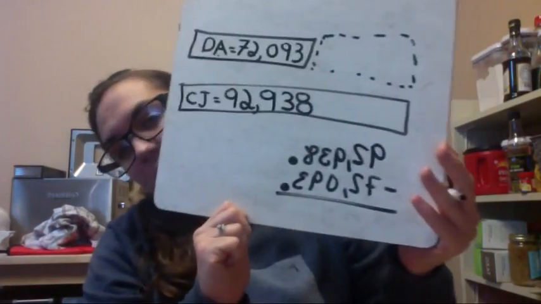So 92,938 minus 72,093. Most important thing to remember when adding and subtracting is to line it up, line it up, line it up at the decimals. We don't have any decimals here, but remember, there's always an imaginary decimal next to our ones place. So, let's do this together.